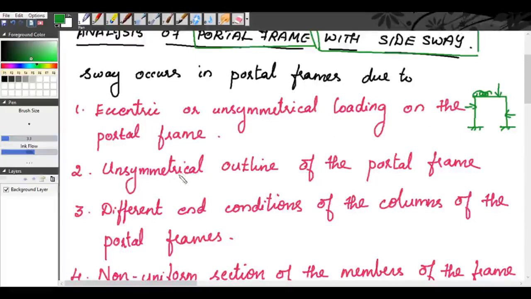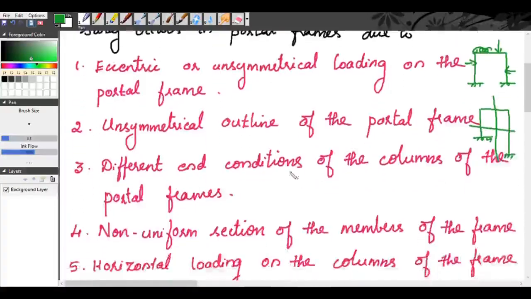Then unsymmetrical outline of the portal frame. Sometimes your portal frame will be like this. Okay, that is called unsymmetrical outline. It is not symmetrical. Take y-axis or x-axis, it is not symmetrical. Then the third case is different end conditions of the columns of portal frames. That means one end may be fixed, the other end may be hinged support. So if there are different end conditions, then it causes sway.